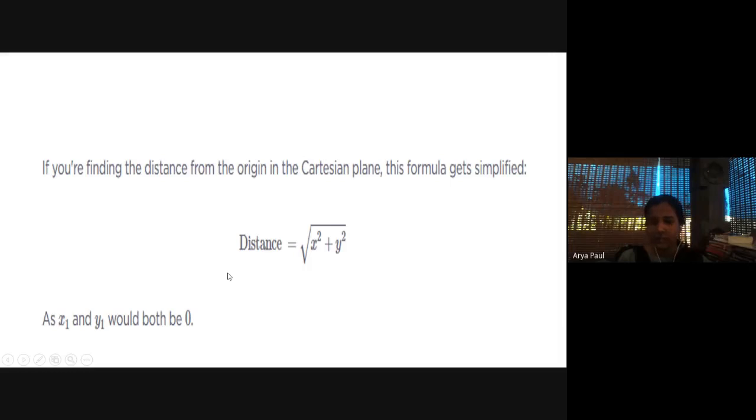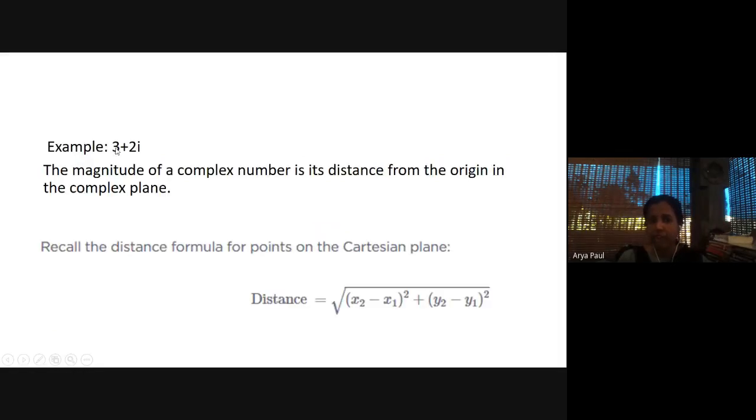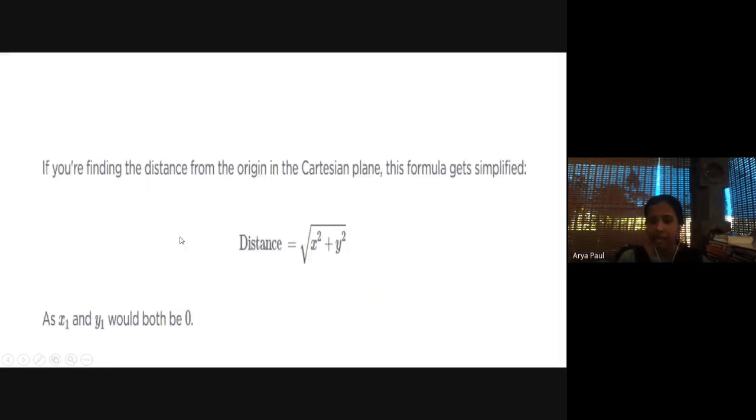In our case, 3 plus 2i. What is x? The x value will be 3 and the y value will be 2, isn't it? What will be the magnitude of this particular complex number? The square root of 3 square plus 2 square will be the magnitude of this particular complex number. So that is the distance or magnitude.